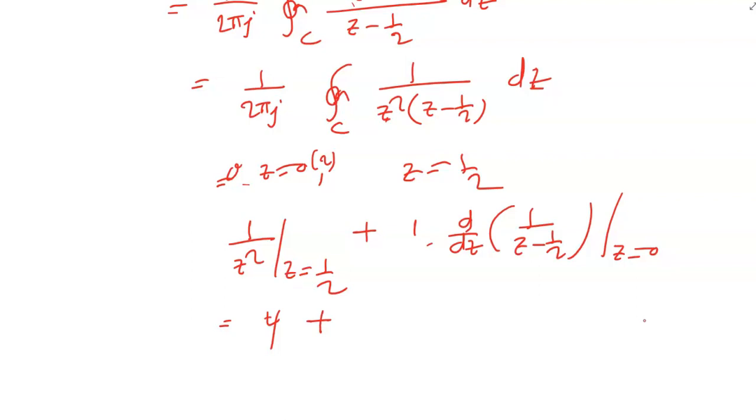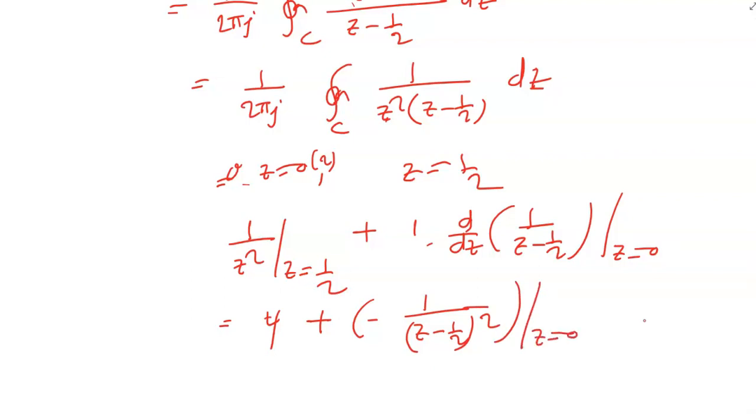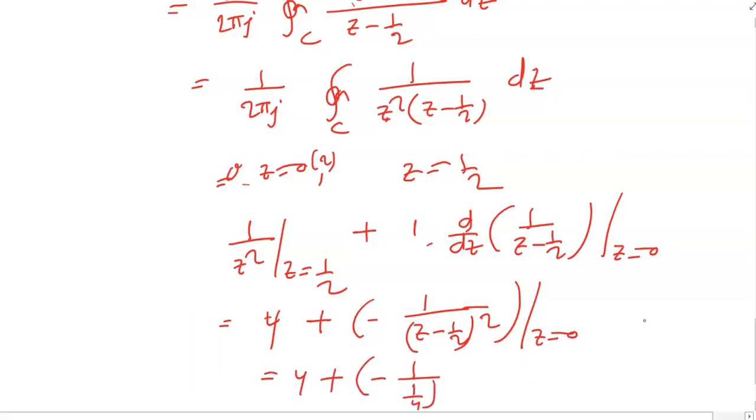When I differentiate it, it becomes minus 1 upon z minus half square, right, and evaluated at z equal to 0. So 4 plus minus 1 upon 1 by 4. You can see when you put the 0, minus half square, that is 1 upon 4. Now ultimately you get the 0 as expected.